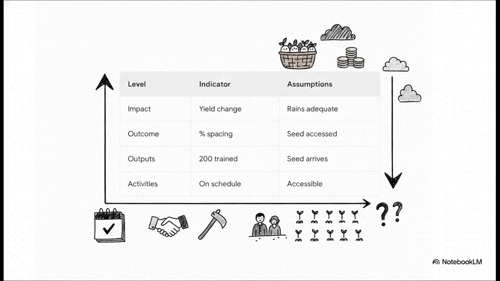When you actually sit down to read a log frame, you read it from the bottom up, tracking the logic exactly as it plays out in the real world. You start at the base, activities completed on schedule. That pushes up to your outputs, like 200 farmers trained, which leads right to your outcome, measured by the percentage of farmers using correct spacing. And that finally points to the very top, your impact, the real change in yield and income. And if you look closely, you'll see a column for key assumptions required at every single step of that climb.